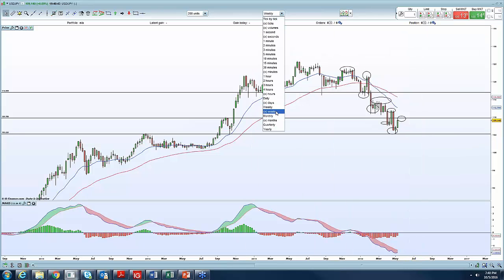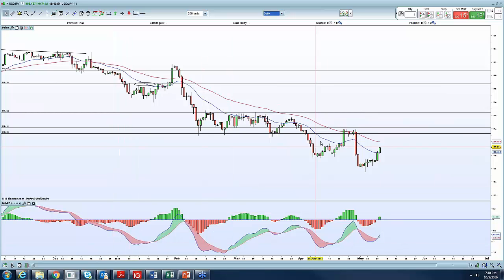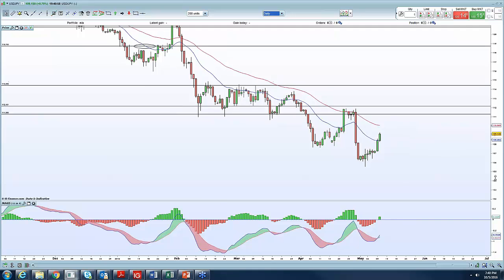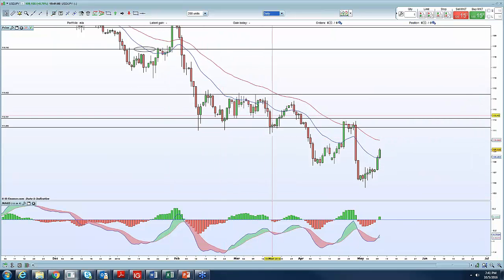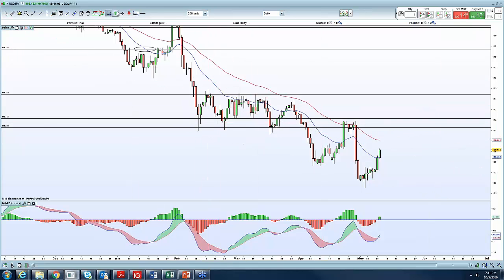Now let's take a look at the daily chart. On the daily chart, the trend is also down. Why? This whole level here was consolidating a bit. Let me just take you through the price action. So we're consolidating at this whole level here.